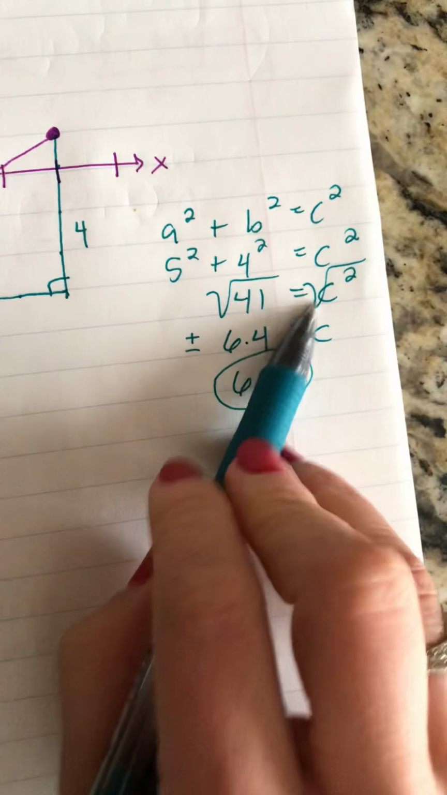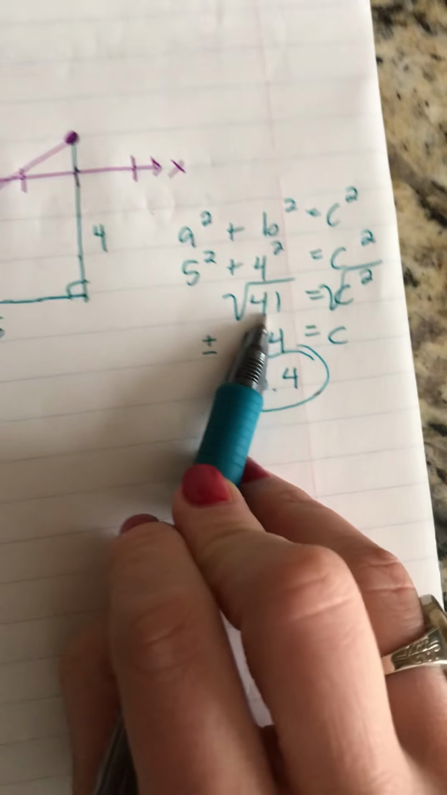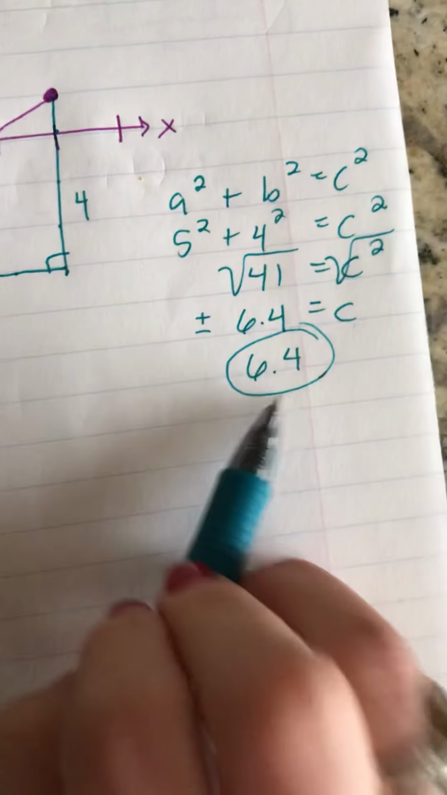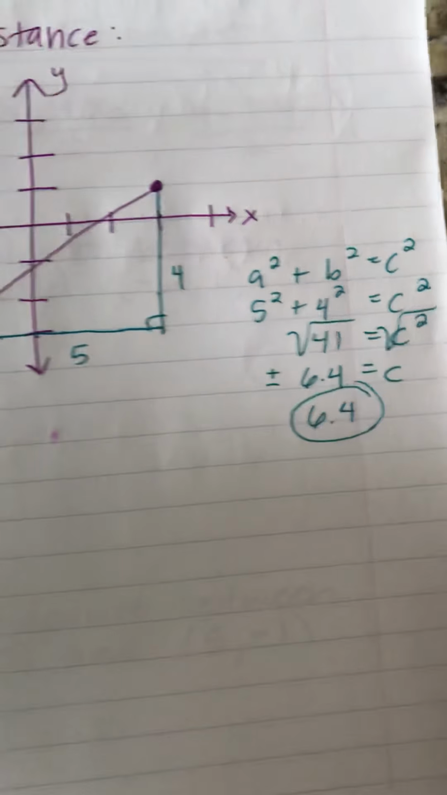So mathematically, the answer for c is plus or minus because you took the square root. We talked about that when we solved quadratics a few weeks ago. So the answer is 6.4 if we use Pythagorean theorem. Now I want to show you using distance how we're going to get the same thing.